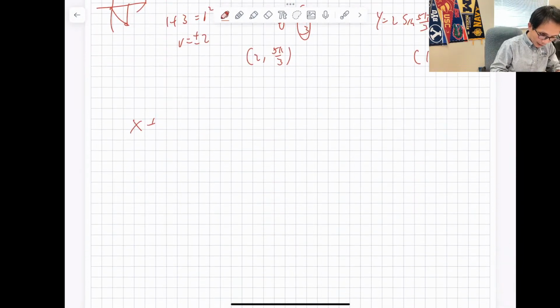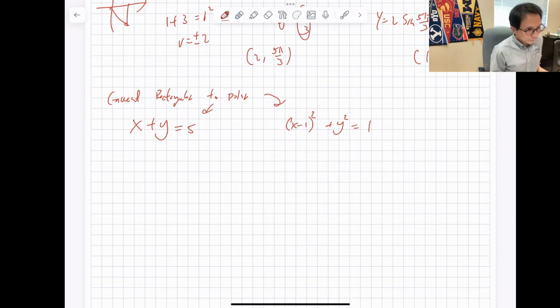Okay. X plus y is equal to 5. Or x minus 1 squared plus y squared is equal to 1. So I want to convert rectangular to polar, rectangular to polar. So you want to convert a rectangular equation to a polar equation. So this is a rectangular equation.